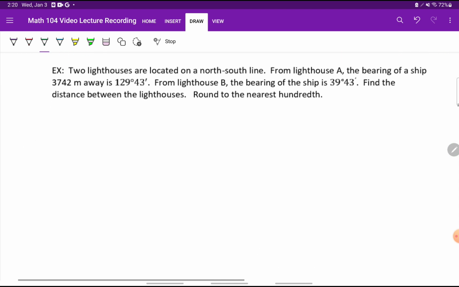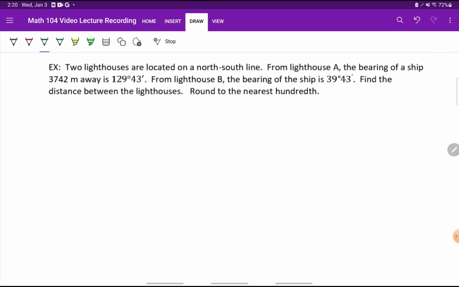Let's try another. Two lighthouses are located on a north-south line. From Lighthouse A, the bearing of a ship 3,742 meters away is 129 degrees 43 minutes. From Lighthouse B, the bearing of the ship is 39 degrees 43 minutes. We want to find the distance between the lighthouses. We'll round our answer to the nearest hundredth.